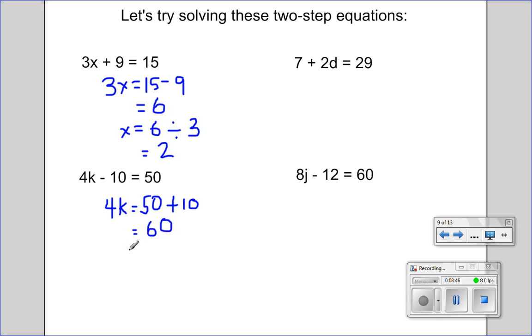Now I can move the 4. So I'll leave the k in place. Keep the 60 where it is. And now I'm going to divide by 4. And that equals 15. Can I check this? Of course I can. Back to the original equation. 4 times 15 is 60. And 60 take away 10 is 50.